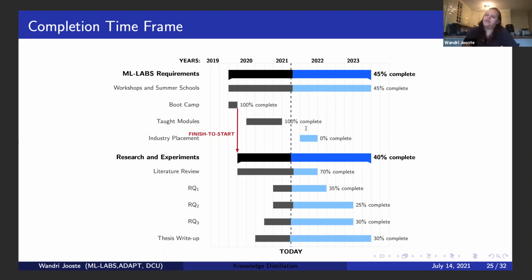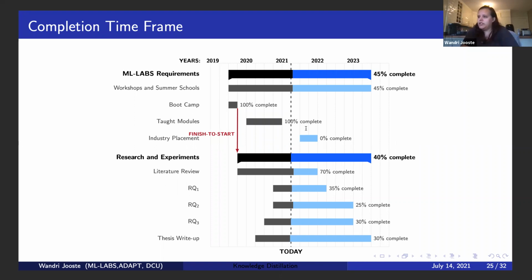For ML Labs, there are quite a few requirements. There are workshops and schools that we need to attend throughout the PhD, and we started off with a 6-week boot camp in September or October 2019. I also finished all the taught modules, for the credits we needed for the ML Labs requirements and DCU requirements. And then the industry placement.